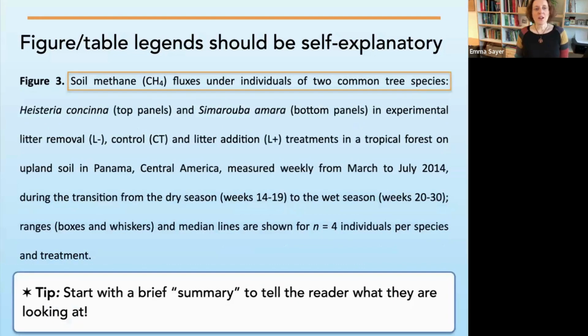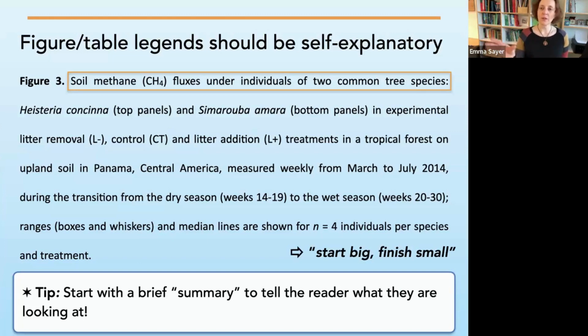And I just wanted to highlight two things here. First of all, I've started this legend with a very simple statement: soil methane fluxes under individuals of two common tree species. So as soon as the reader reads the first line of the legend, they know what they're looking at in very broad terms. Then I've given the species, then the treatments, then the time period, and then all the other details. So I've started with a brief summary, telling the reader what they're looking at. And of course, I've structured this legend the same way that I'm structuring all the other information in the paper.